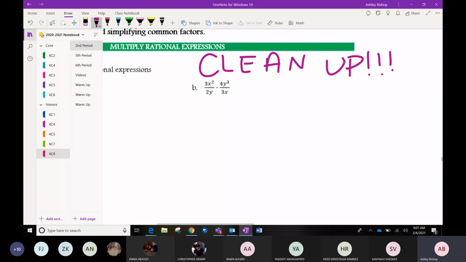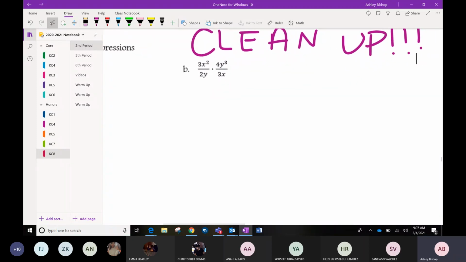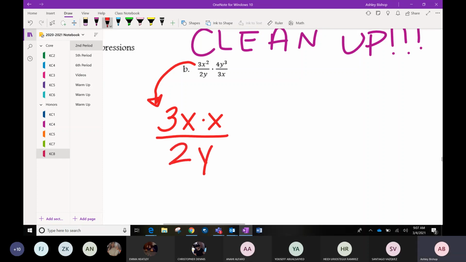So in order to clean this up, we are actually going to expand this. So we are going to take everything that we see here and expand it. So when I have 3x squared, I'm going to rewrite it as 3x times x over 2y. There's nothing to expand there.